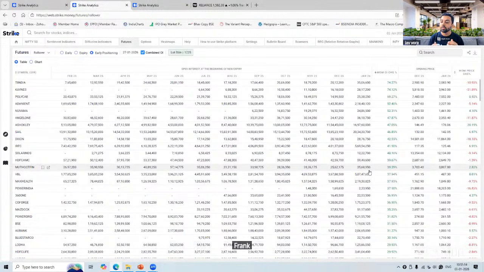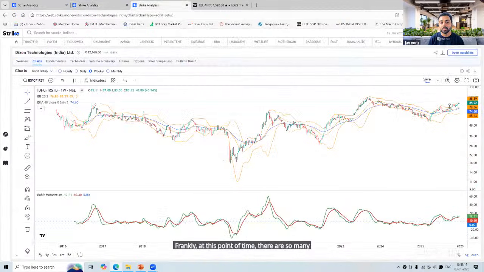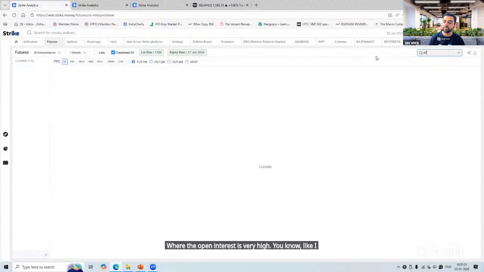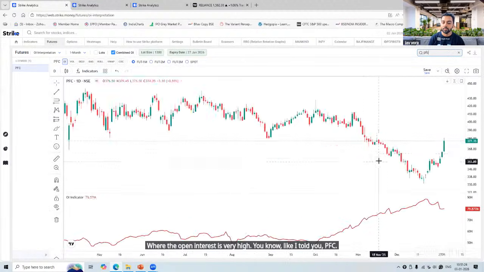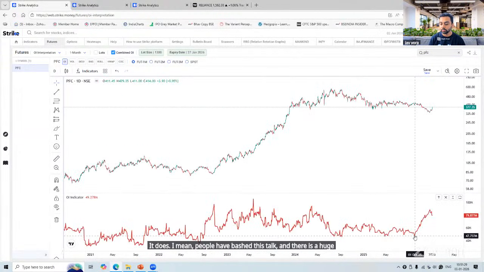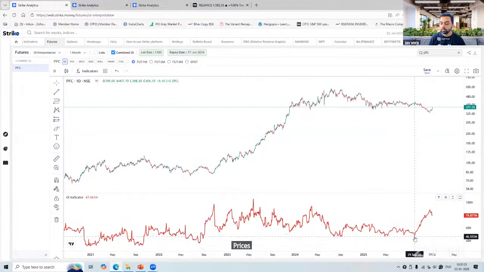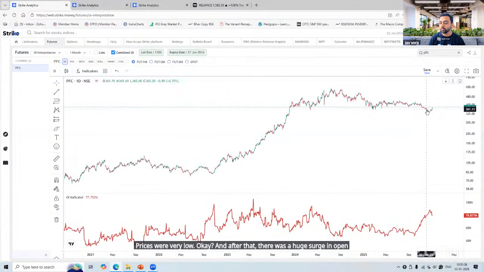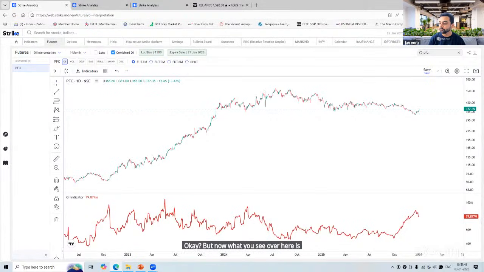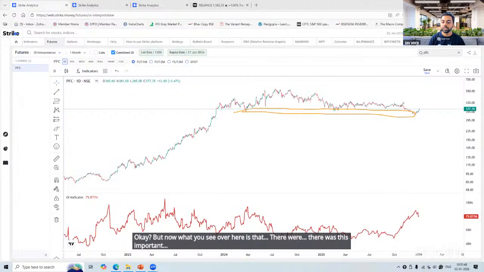Frankly, at this point of time, there are so many stocks where the open interest is very high. Like I told you, PFC, people have bashed this stock and there is a huge surge in open interest. So you see what happened. Prices were very low. Okay. And after that, there was a huge surge in open interest, which led to a meaningful short position. Okay. But now what you see over here is that there was this important support level which also broke on the downside and people got scared.